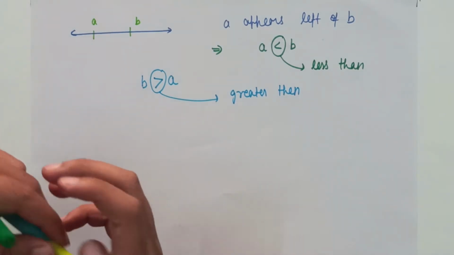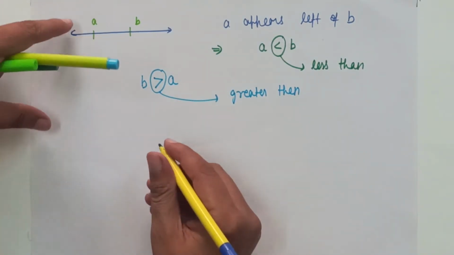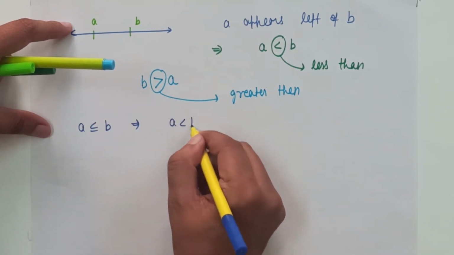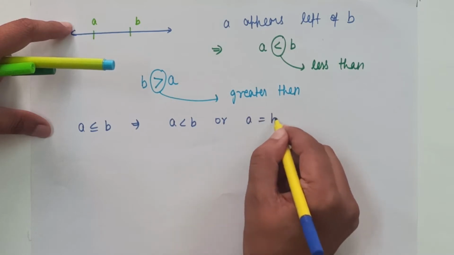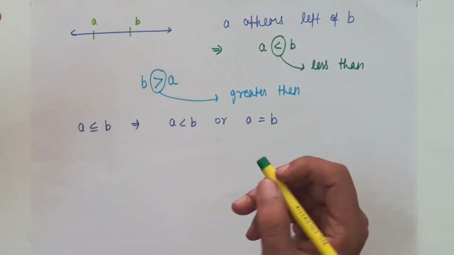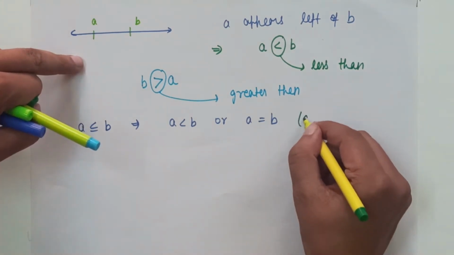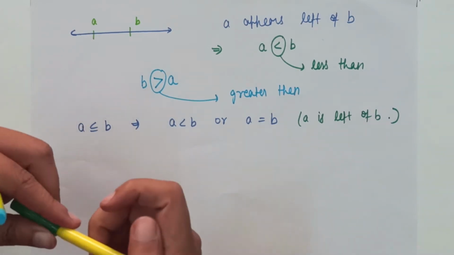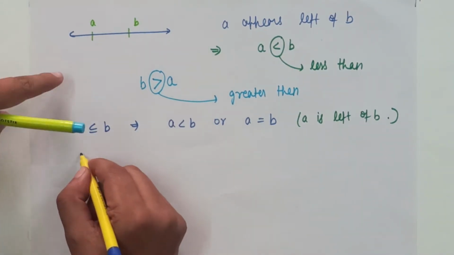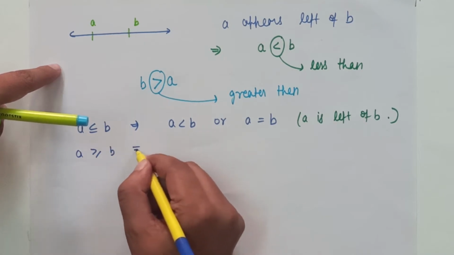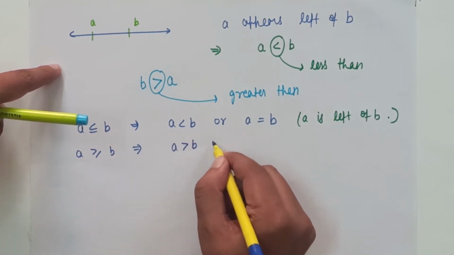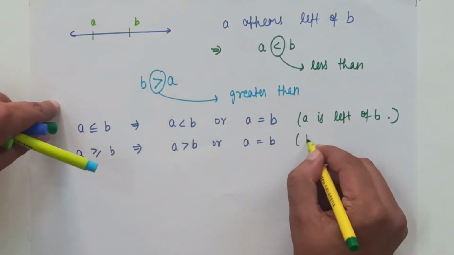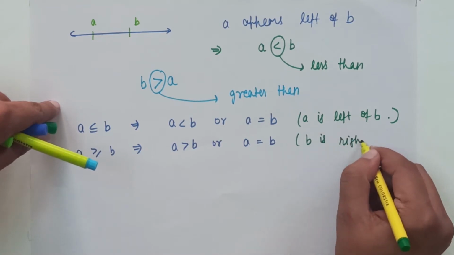There are two other symbols. A is less than or equal to B, which implies either A is less than B or A is equal to B. In other words, A is left of B. Then there is one more symbol left, A is greater than or equal to B, which implies either A is greater than B or A is equal to B. In other words, B is left of A.